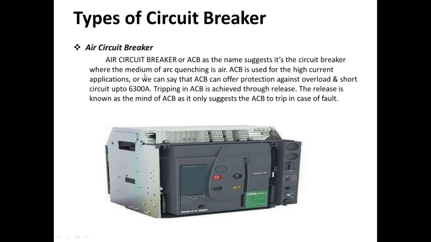So, the air circuit breaker. Let's discuss the air circuit breaker, or ACB. As the name suggests, it's the circuit breaker where the medium of arc quenching is air. ACB is used for high current applications, and it can offer protection against overload and short circuit up to 6,300 ampere. Tripping in ACB is achieved through the release. The release is known as the mind of the ACB, as it signals the ACB to trip in case of fault.